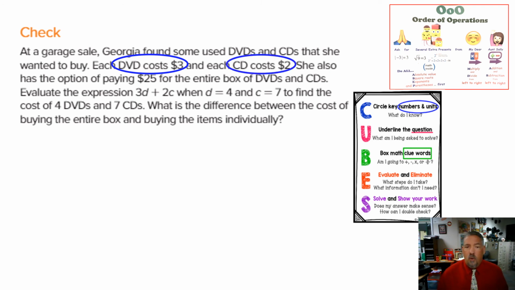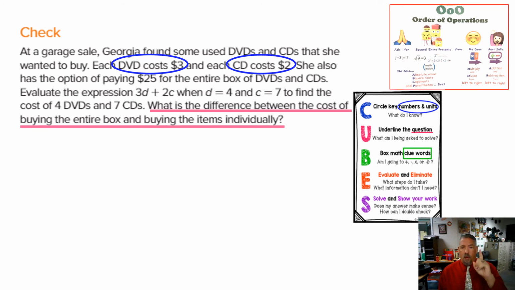I'm also going to circle the CD, which is $2. So I need to know specifically the CDs. It's a dollar sign and the number 2. Let's see, my question, underline the question. What is the difference between the cost of buying the entire box and buying the items individually? So that tells me that I need to have a cost for the entire box, which they give me, and a cost for buying them all individually. And then I need to find a difference between them.